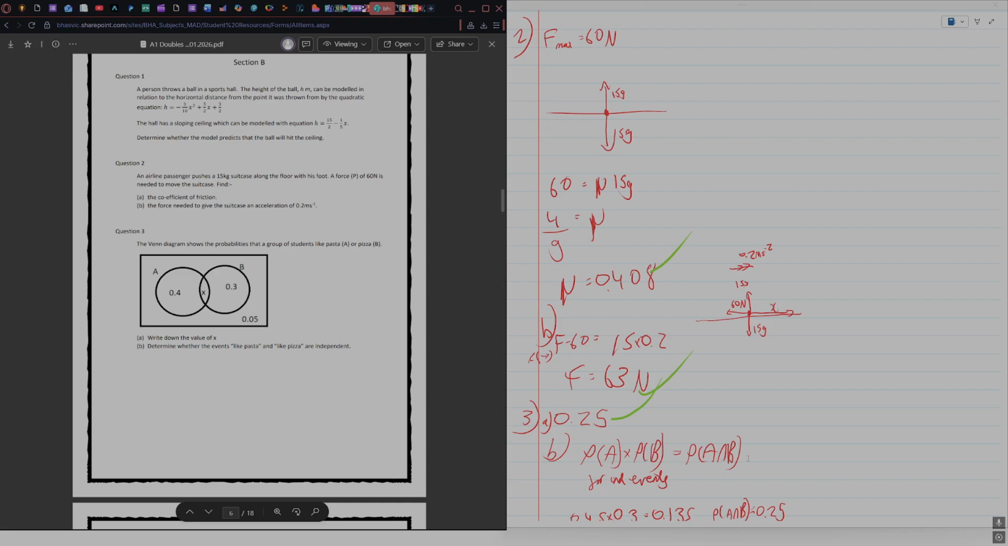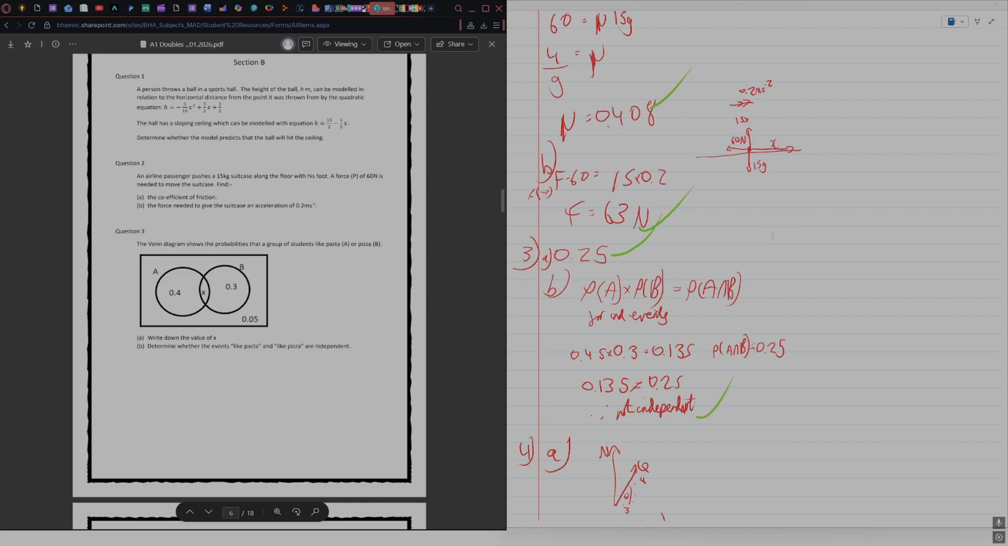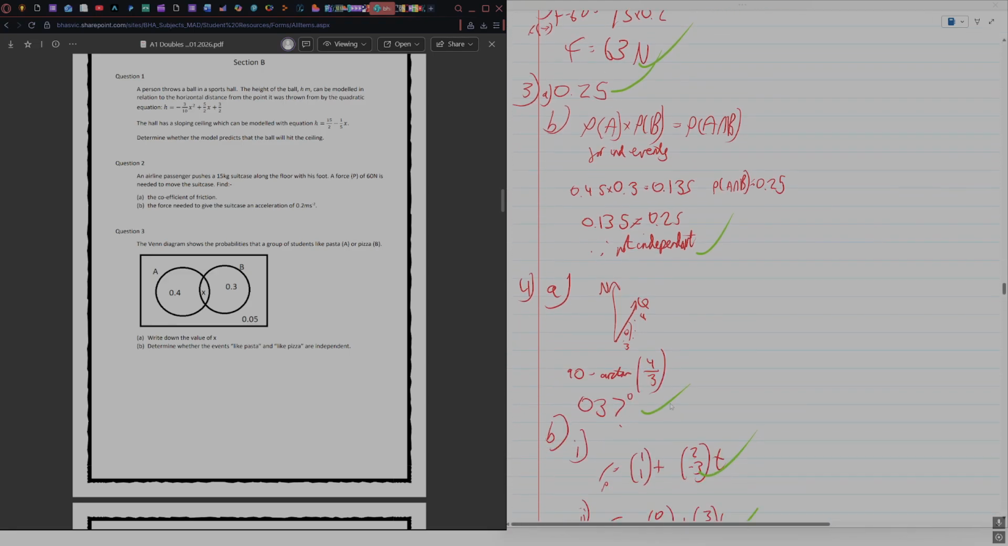So this is easy, you just take away everything from 1, get the intersection point, and then this is just independent event checking. So when you multiply the events, that's the intersection. You just say that it's not independent because they don't equal each other.